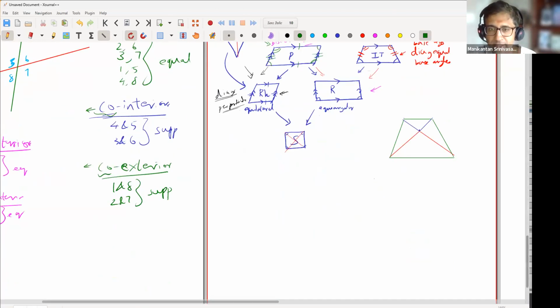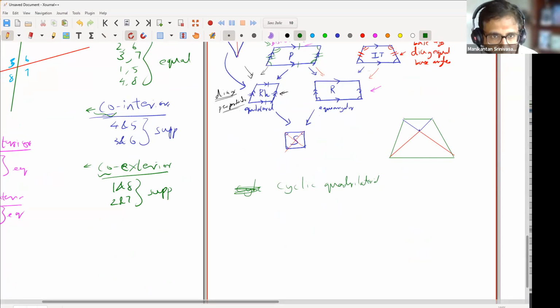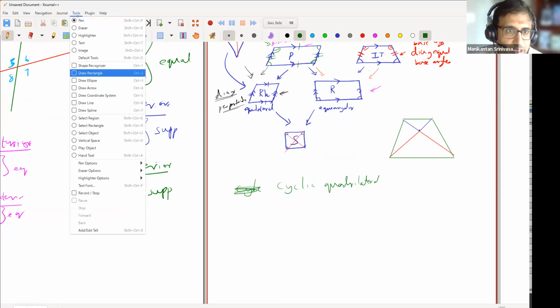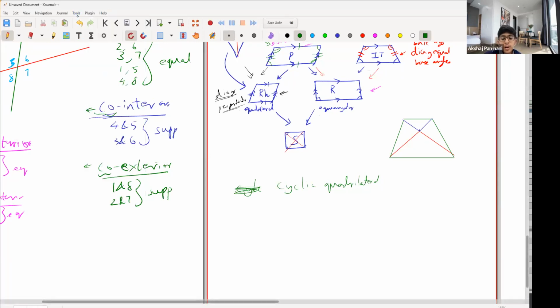Okay, so one last thing I would say, before we wind up today's class, is a cyclic quadrilateral. Does anyone know what a cyclic quadrilateral is? Rachit, do you know? Have you heard of this? Anyone? Okay. All right. A cyclic quadrilateral is, Akshaj, yeah. It will be where the angles which are opposite to each other of the quadrilateral, when you add them, they equal 180.